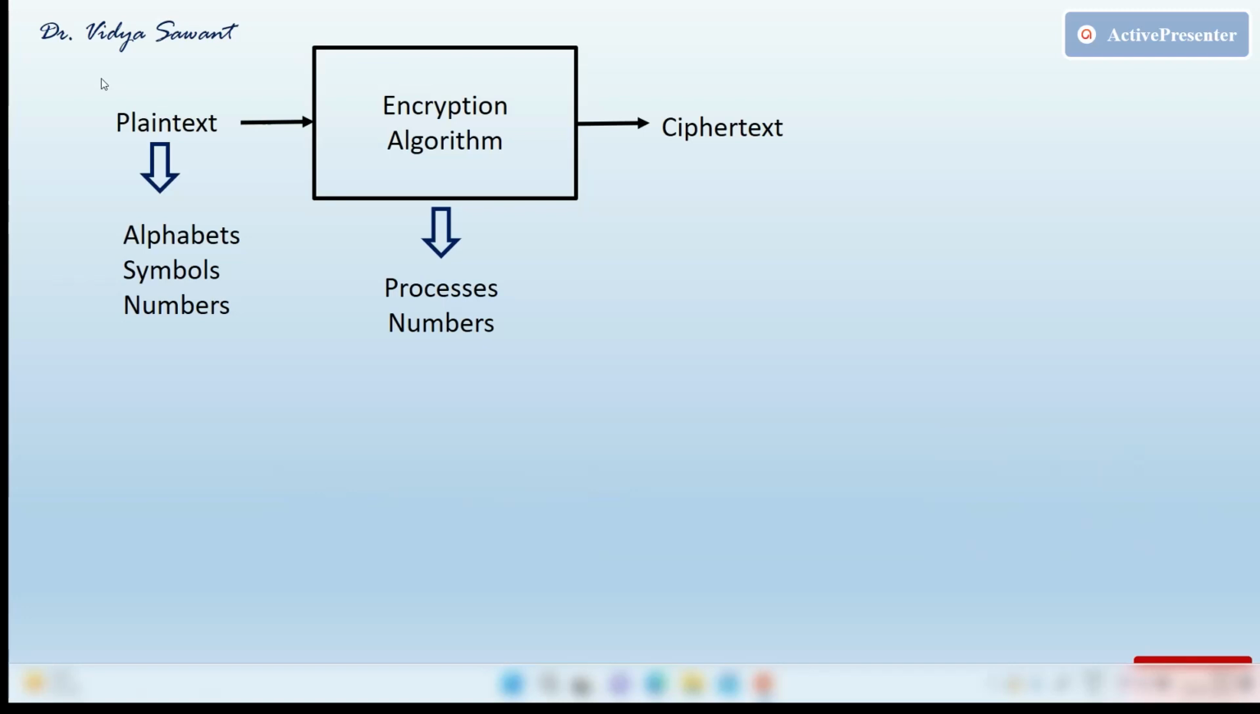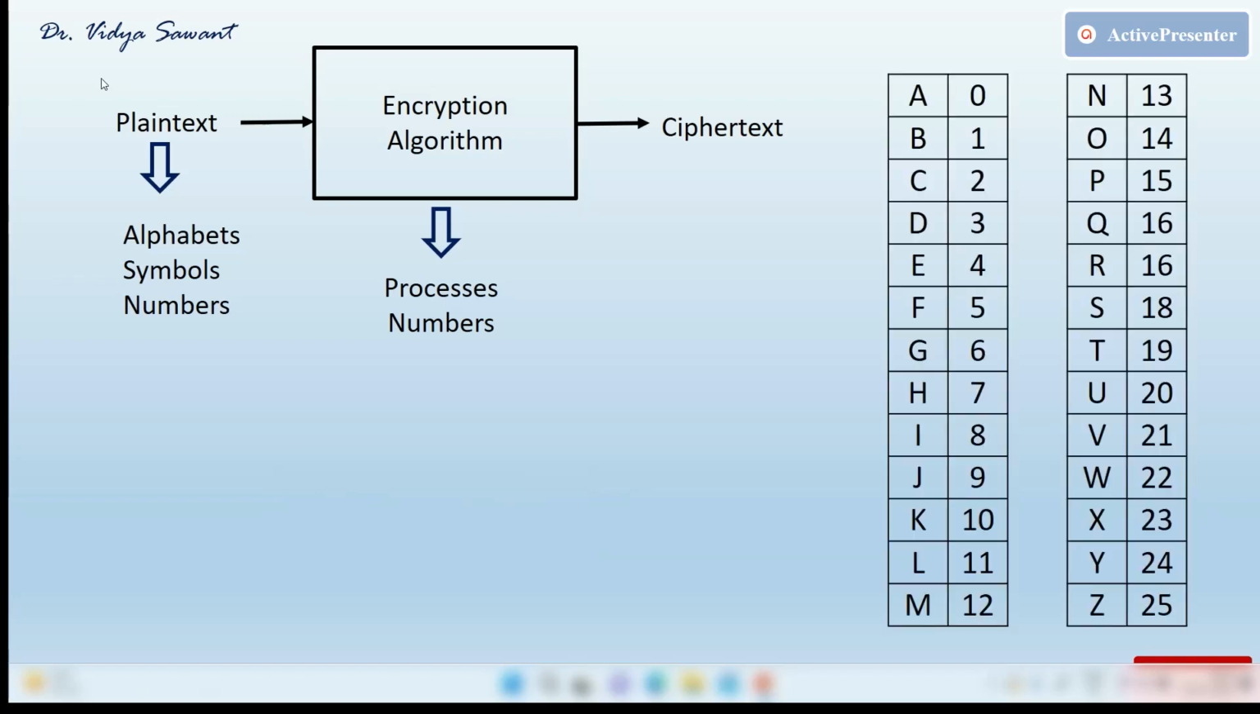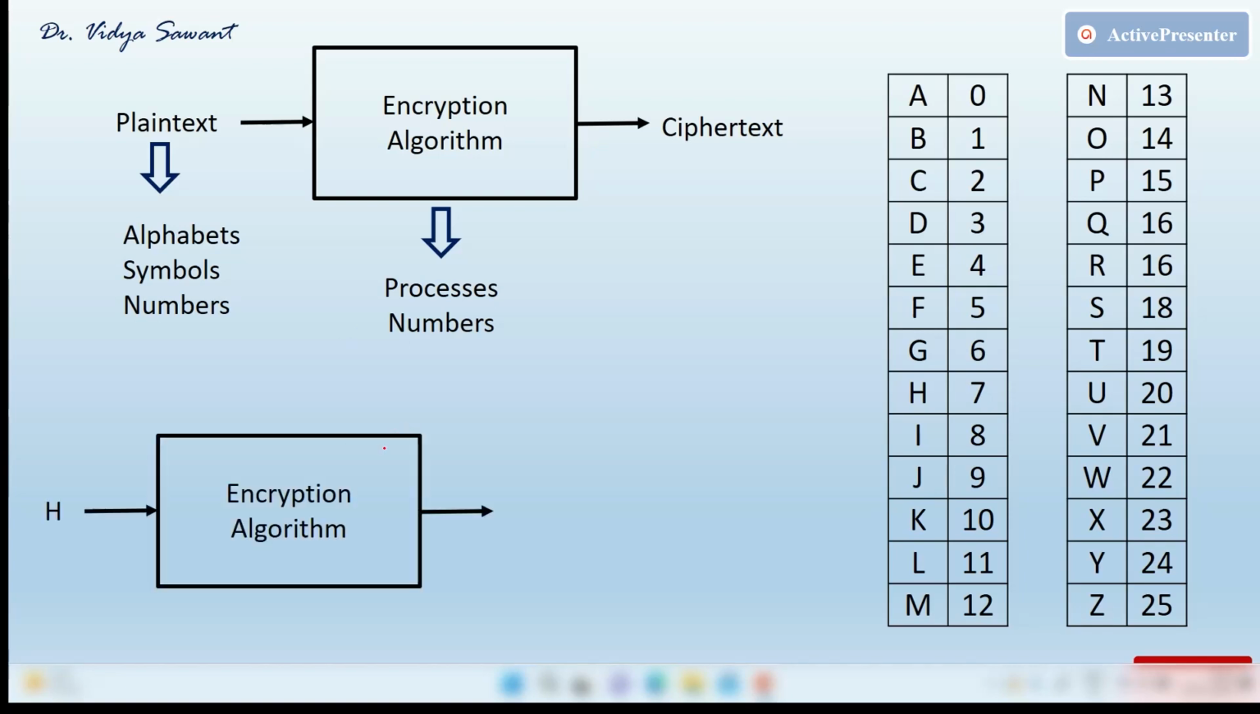One example of mapping letters to numbers is shown here. A is mapped to number 0, B is mapped to 1, C is mapped to 2, and so on and so forth till Z, which is mapped to 25. So we can see that we have mapped all the letters into numbers so that our encryption algorithm can comfortably process these numbers and generate the ciphertext. Now let us say we have this encryption algorithm and I give the letter H to it.